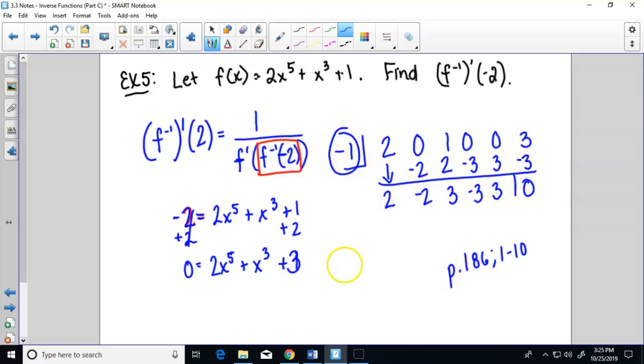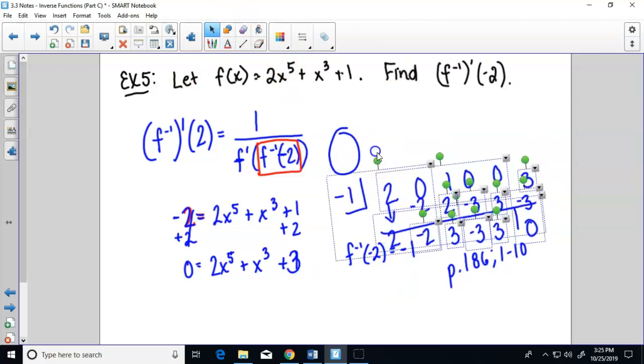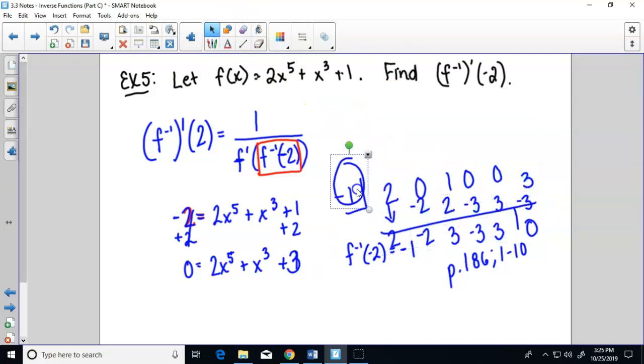So negative 1 works. So what we find here is that f inverse of negative 2 equals negative 1. So that's the x for the original function. That gives you the y of negative 2, or an x here gives you y of negative 1. So we found this part that we have here in red. So actually I'm going to move this down a little bit so I can just keep working across.